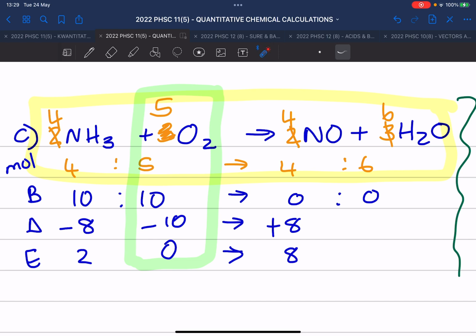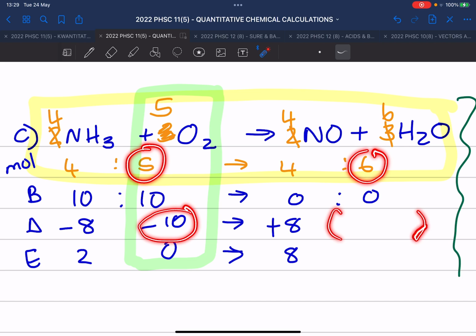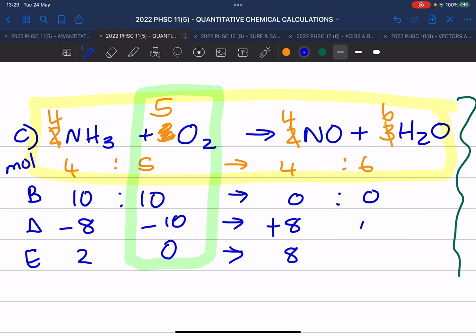All right, Princess, yours is the next one. This mole ratio is 5:6. So if you're going to use 10, how much will you get there? I want to know, Chabu, how do you get to 12? Yes? How did you get to 12? Perfect.